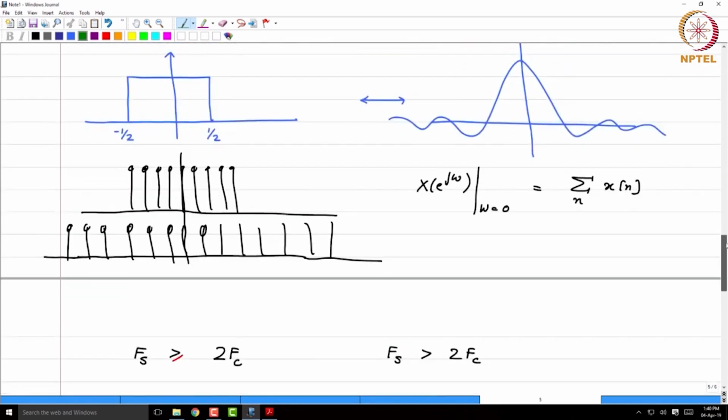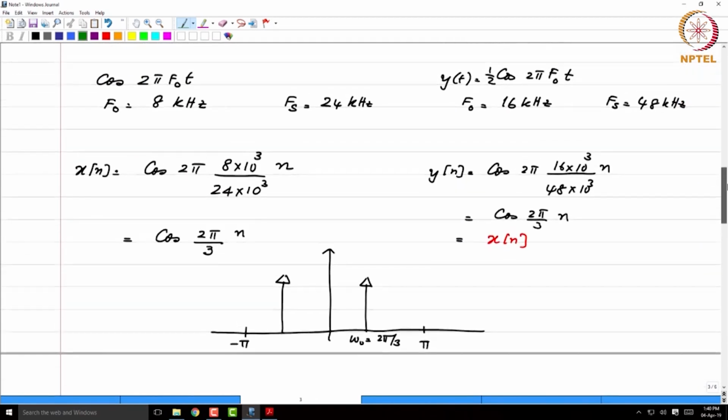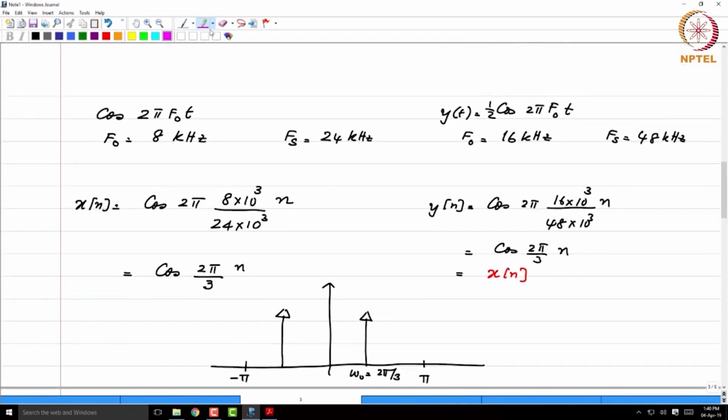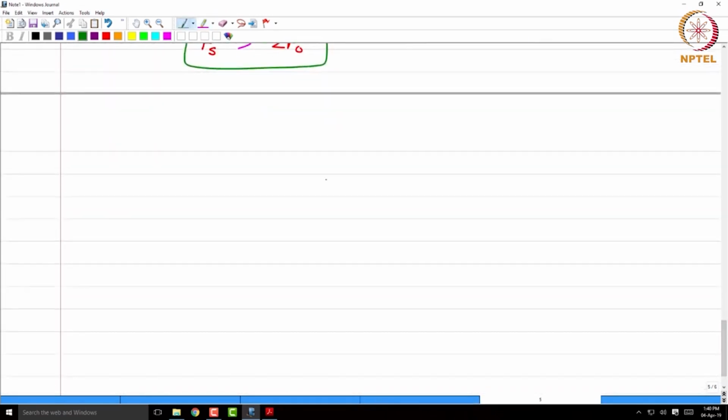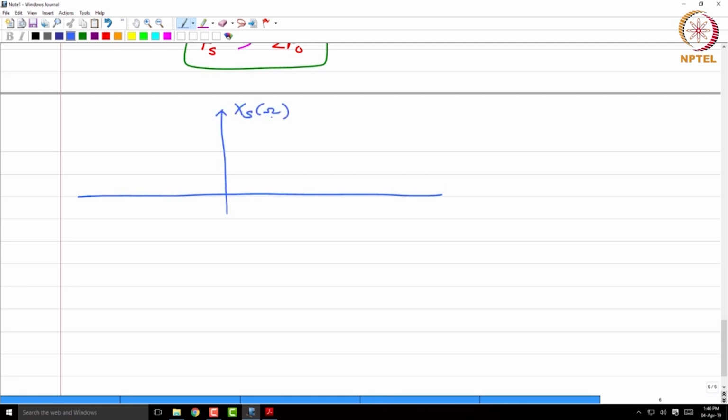By the way, going back to this, just to mention one more point related to sampling it at Fs and 2 Fs. If you look at the corresponding Xs of omega, so you have 8 kilohertz sampled at 24, that is what we started off with, and let us look at Xs of omega. So, this is oversampling, there is not going to be any aliasing.